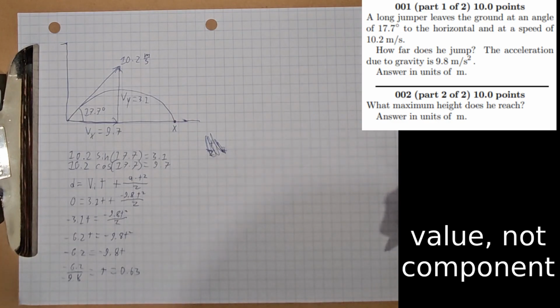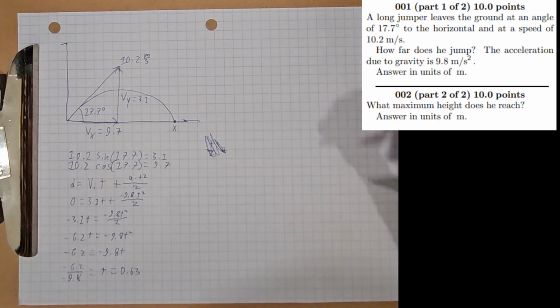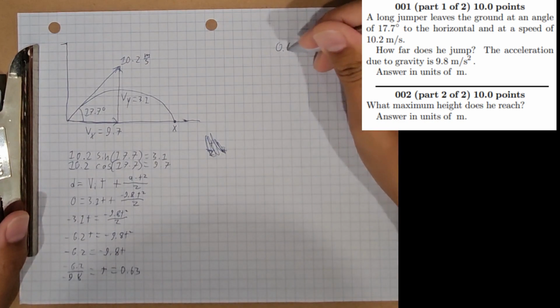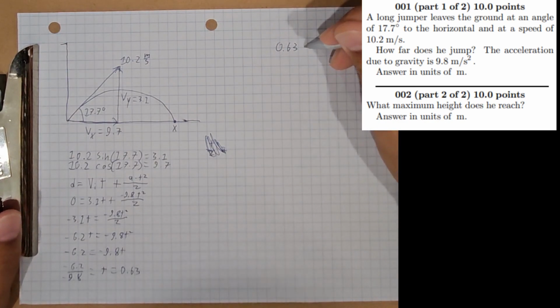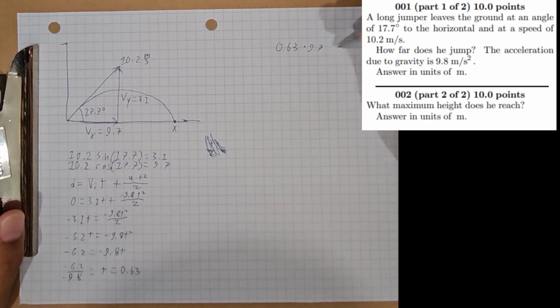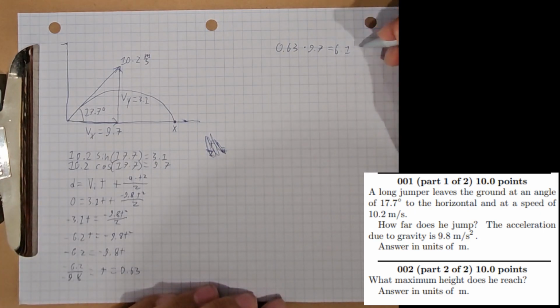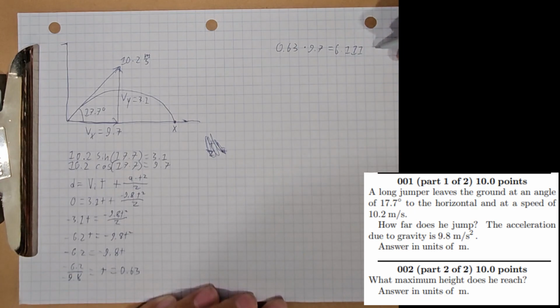Now that we have found the time, you can simply multiply 0.63, which is t, by the x component, which is 9.7, which gets you 6.111, which rounded, I put into UTexas as 6.1 to get my answer for the first problem.